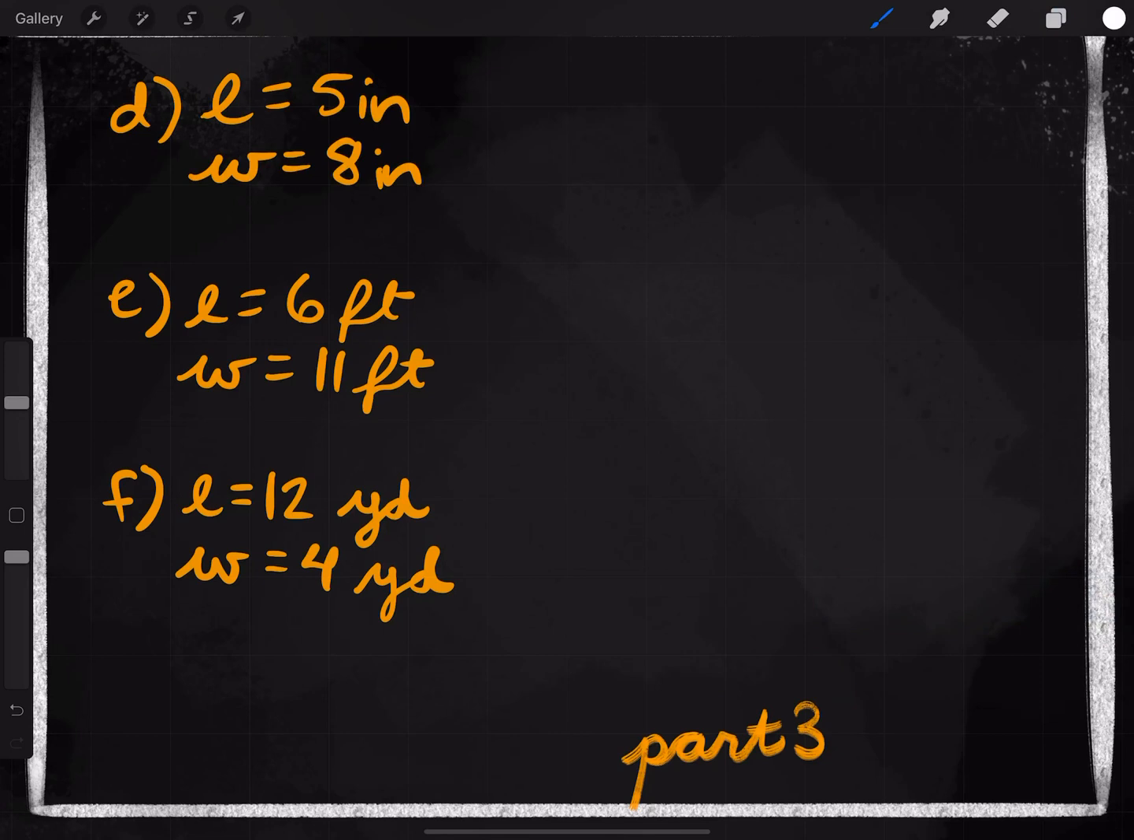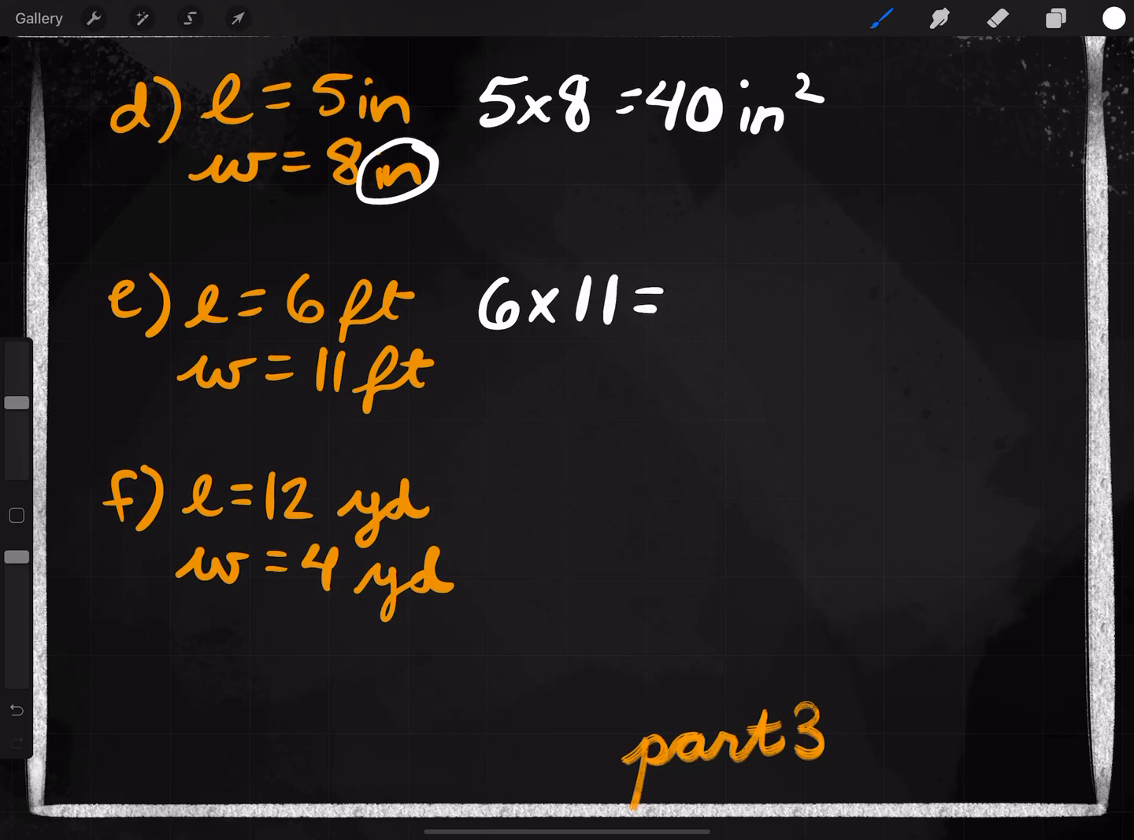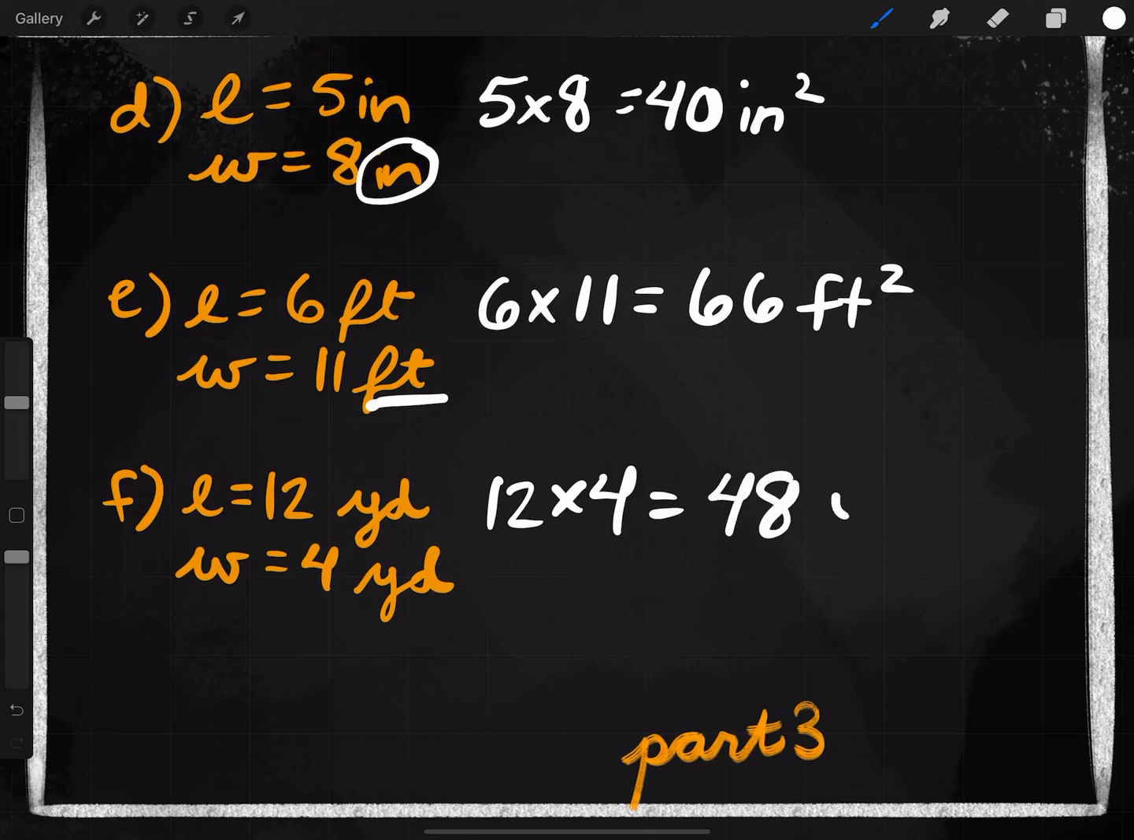Okay, hopefully you tried this. Length times width, 5 times 8 equals 40. We have inches, so I'll write square inches. And this part E, 6 times 11 equals 66. We have feet, so I'll write square feet. 12 times 4 for our rectangle part F, we have 48 square yards.